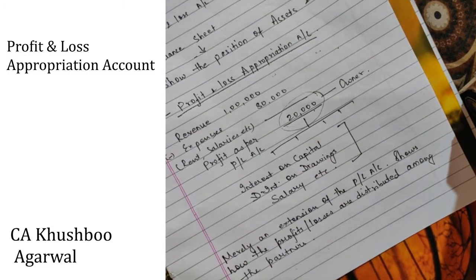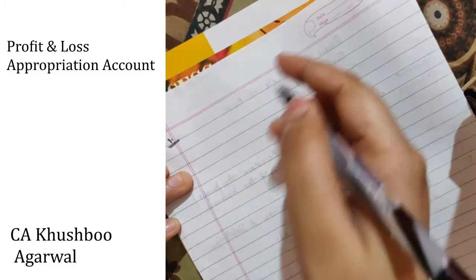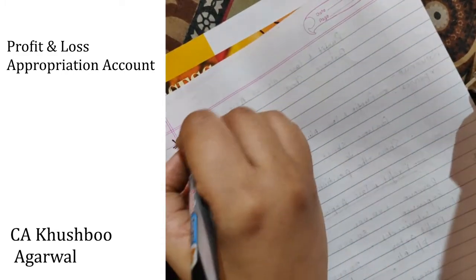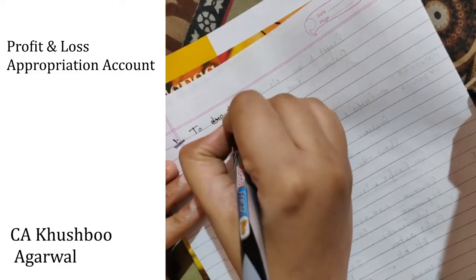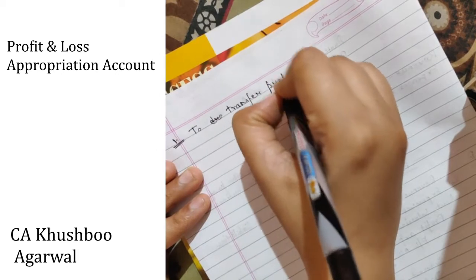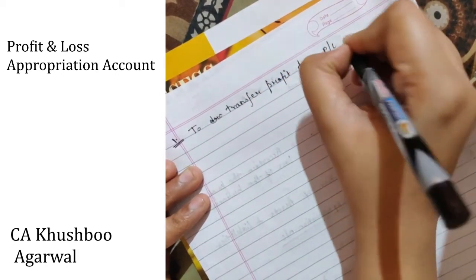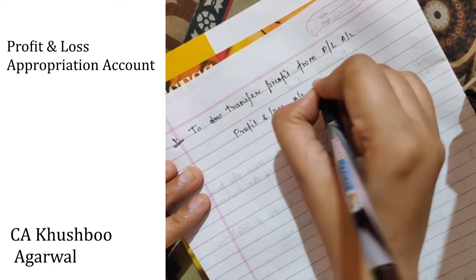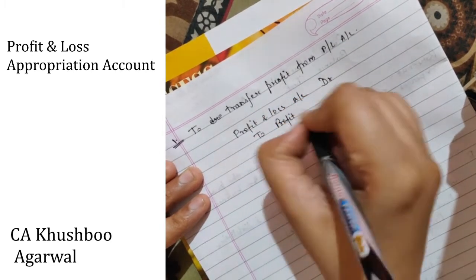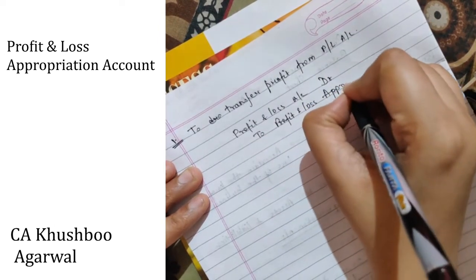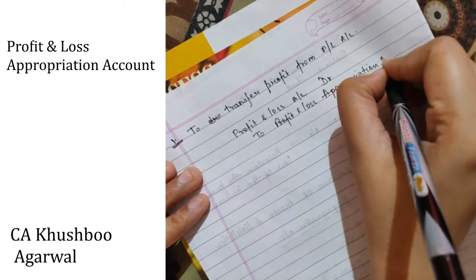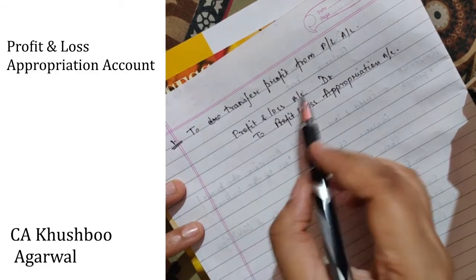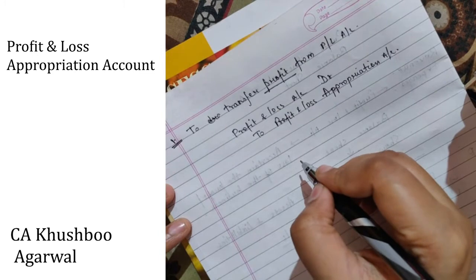So let us look at the journal entries. The profit and loss appropriation account begins with the profit or the loss as per the PL account. So, to transfer the profit from PL account, the entry is profit and loss account debit to profit and loss appropriation account. Had it been a loss, the entry would have been reversed. That is, it would have been profit and loss appropriation account to profit and loss account.